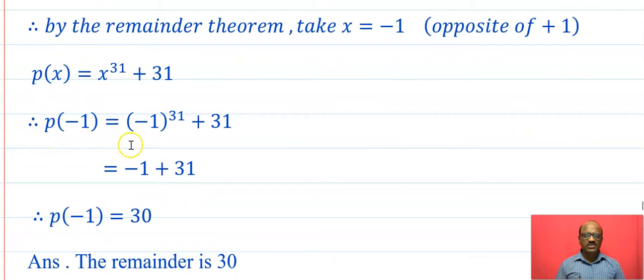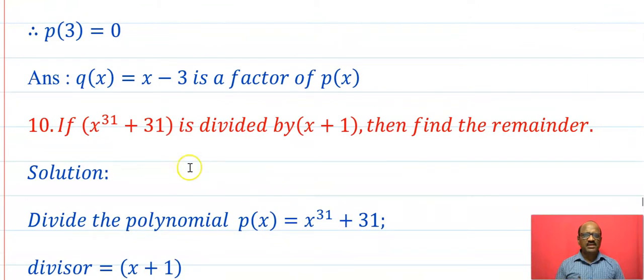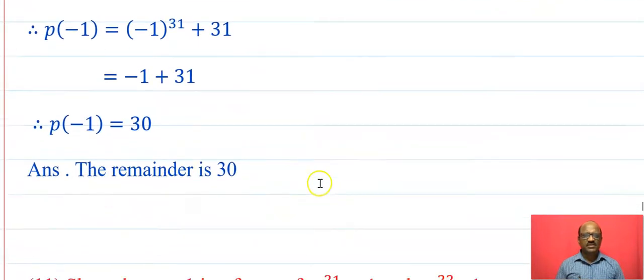That is, p of minus 1 is equal to minus 1 bracket raised to 31 plus 31. And overall, you will get minus 1 raised to 31. Minus 1 raised to an odd number, its value is minus 1. Minus 1 plus 31, and you will get p of minus 1 is 30. The remainder is 30 in this one.